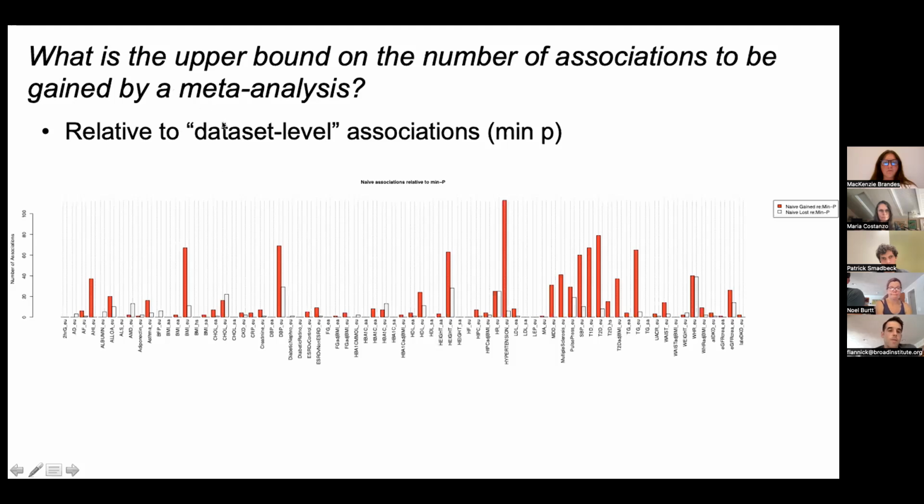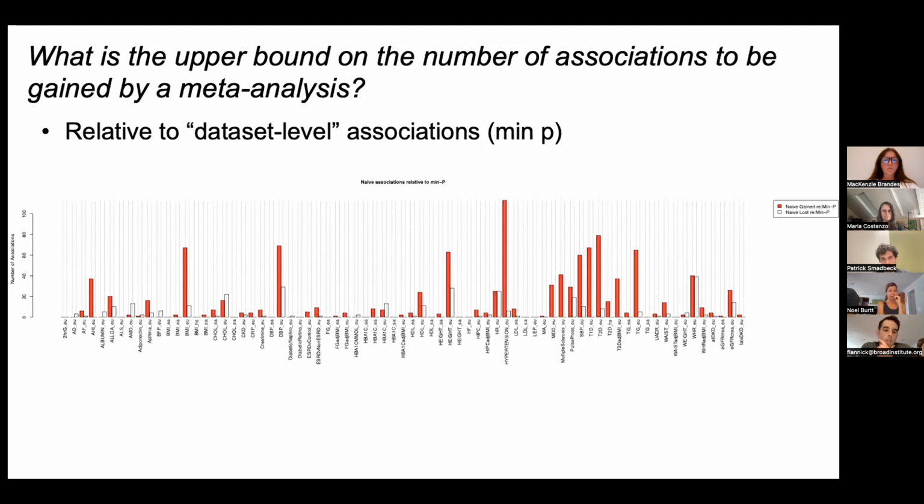And if you want to think not just about sample size, but what's our upper bound on the number of associations that we might gain or lose based on this analysis, what we can do is compare the naive meta-analysis results to the minimum P results. Another way to think of the minimum P value results is that we consider a variant associated if any data set has it as associated, right? And the naive meta-analysis is like, if we fully meta-analyze them, would we find anything new? What I'm showing here in the red bars are the associations that are gained for each trait relative to minimum P and the associations that are lost.